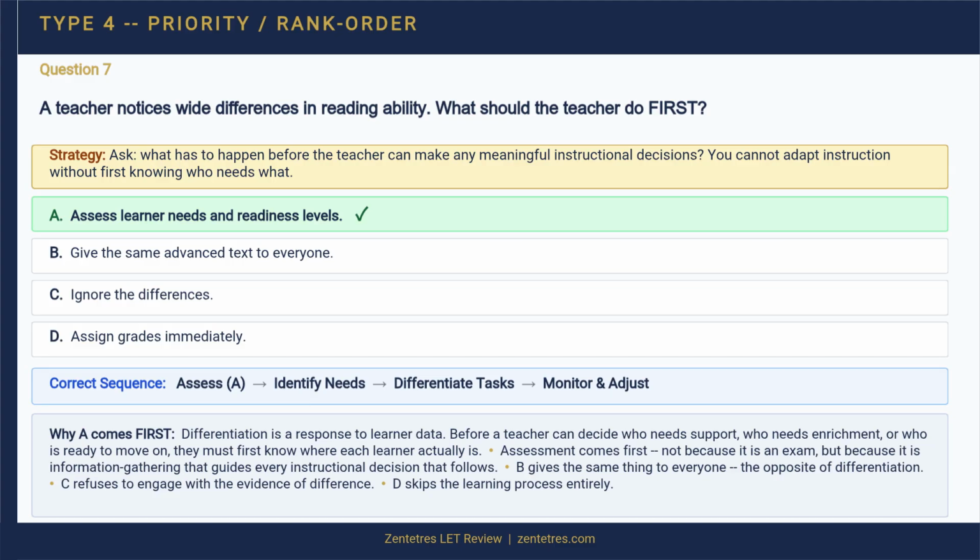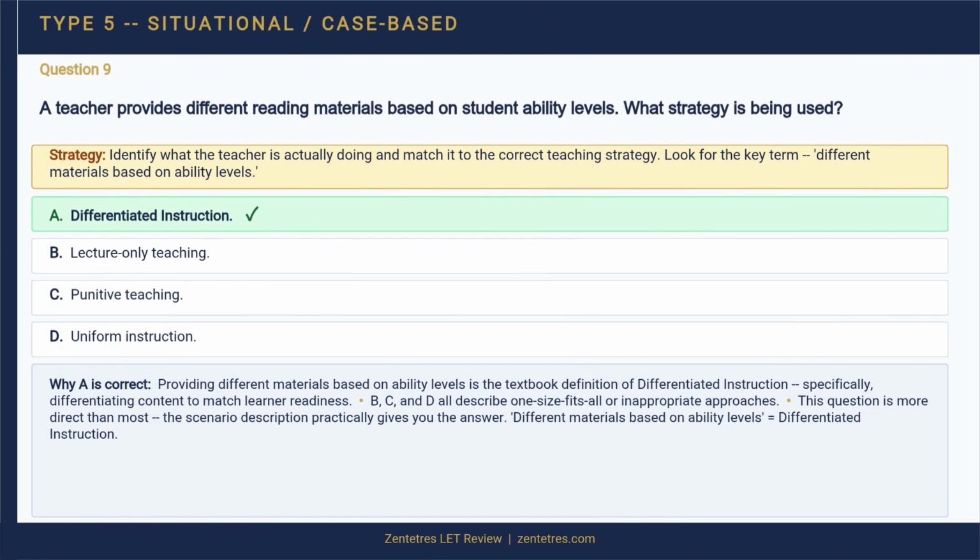B. Give the same advanced text to everyone. This ignores the differences entirely and goes against the whole premise of DI. C. Ignore the differences. This refuses to engage with the very information that makes differentiation possible. D. Assign grades immediately. Grading is an outcome, not a starting point. The sequence is assess, arrow, identify needs, arrow, differentiate tasks, arrow, monitor and adjust. The answer is A.